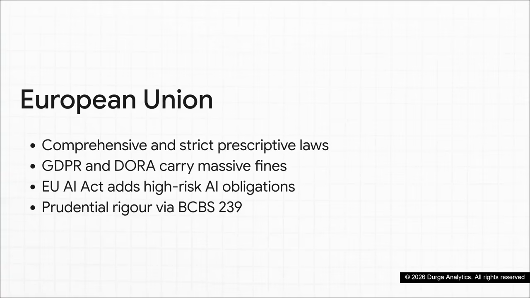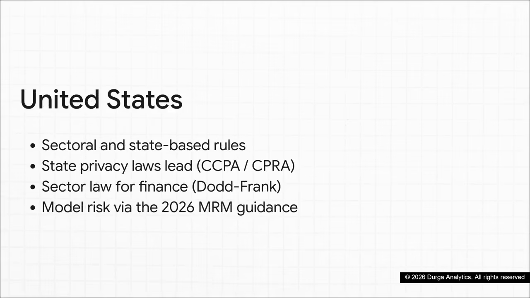They rely on broad, prescriptive laws that can yield massive fines, like GDPR and DORA, and they grant strong individual rights. Plus, they're really leading the charge on AI with the EU AI Act, which imposes direct obligations on high-risk AI systems. Conversely, the United States takes a sectoral and state-based approach.